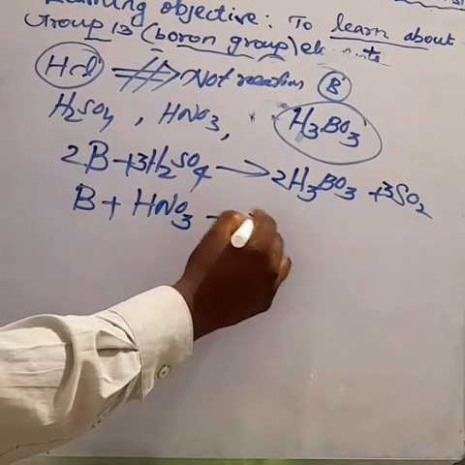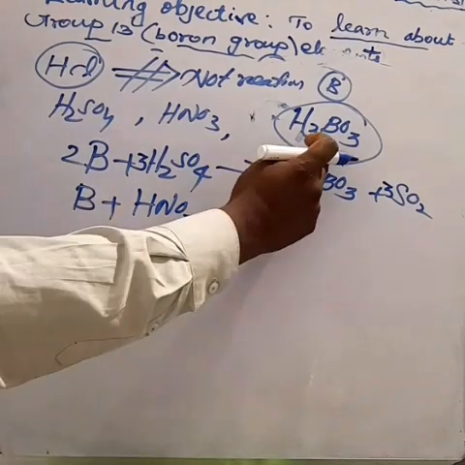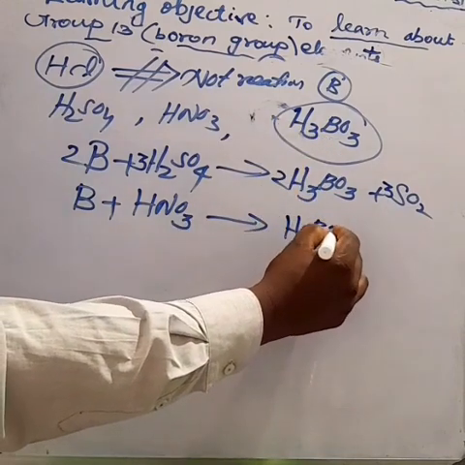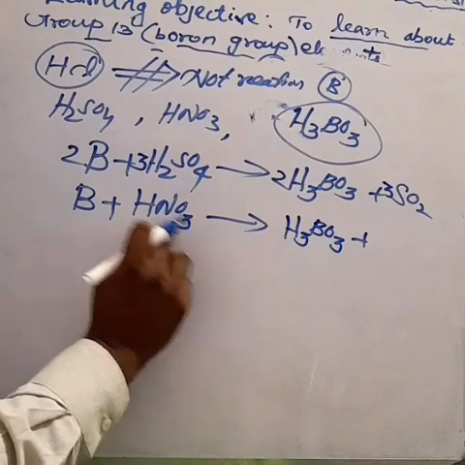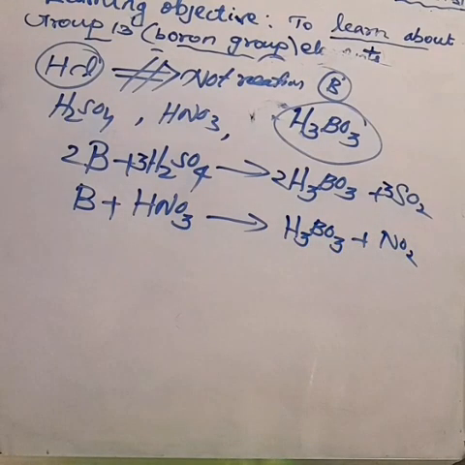HNO3. Am I right? Yes or no? So boron reacts with the nitric acid. We get boric acid. What is the formula? H3BO3, and also the evolution of NO2. How can you write the equation?